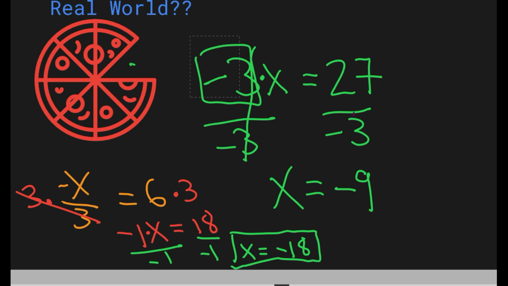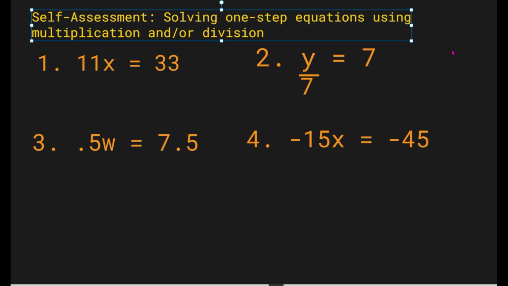18 divided by -1 is -18. Let's plug that in and see if it would work. A negative -18 is positive 18. Divided by 3 is 6. It works.